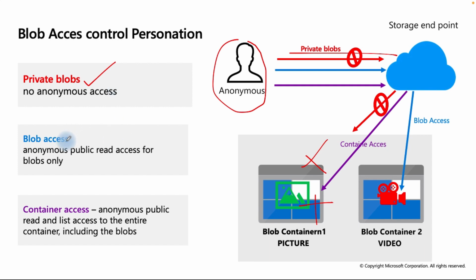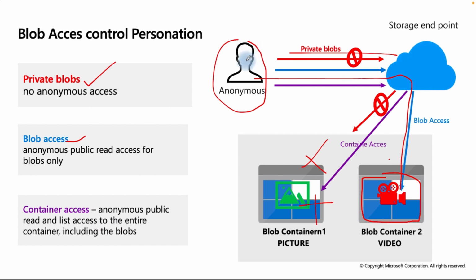So what is blob access? Blob access means you can get access to the blobs only. Anonymous public read access is for the blobs only. So one can access blobs only, and this is called blob access. Okay, what is container access? Container access means anonymous public read or list access to the entire container, including blobs.